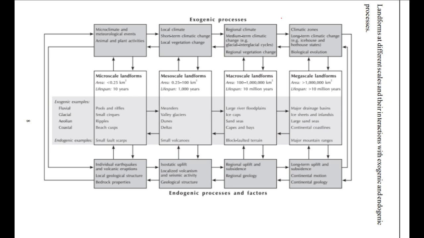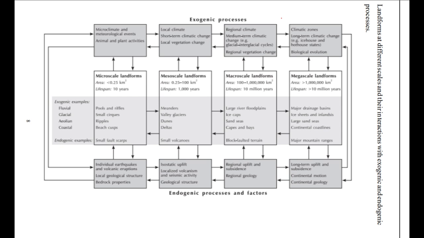Landforms and scales. The image classifies landforms into 4 scales based on their size and lifespan. Microscale: small landforms with a short lifespan, such as ripples and pools. Mesoscale: intermediate-sized landforms with a longer lifespan, such as dunes and valleys. Macroscale: large landforms with a long lifespan, such as large river floodplains and ice caps. Megascale: very large landforms with an extremely long lifespan, such as major mountain ranges and continental coastlines.